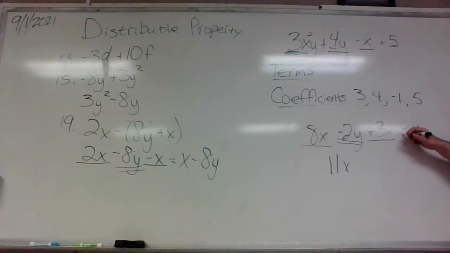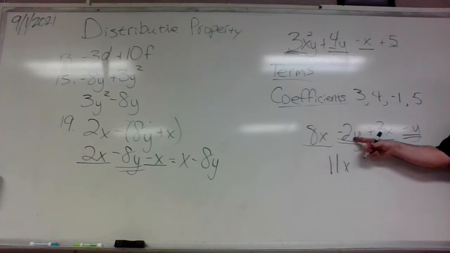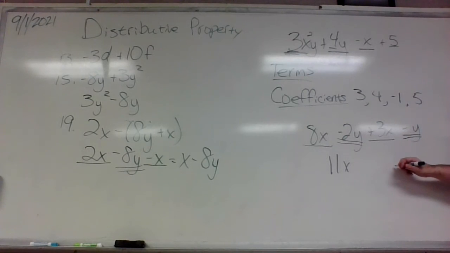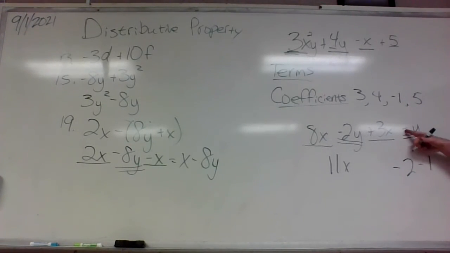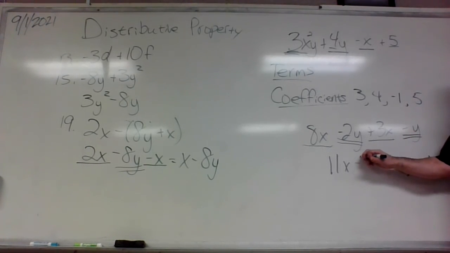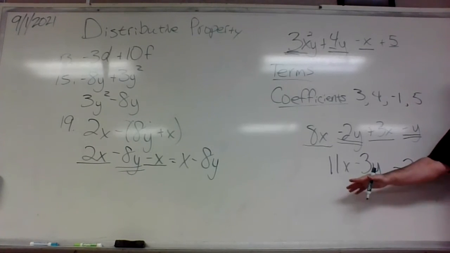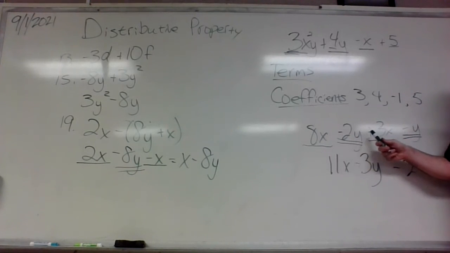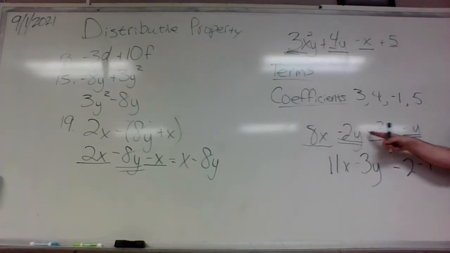Negative 2y minus 1y is basically what? Negative 3y. We're going to do these more tomorrow, but I just want us to understand that. So I only looked at the sign right in front to see what to do with that. Minus 2, minus 1 for the y's.